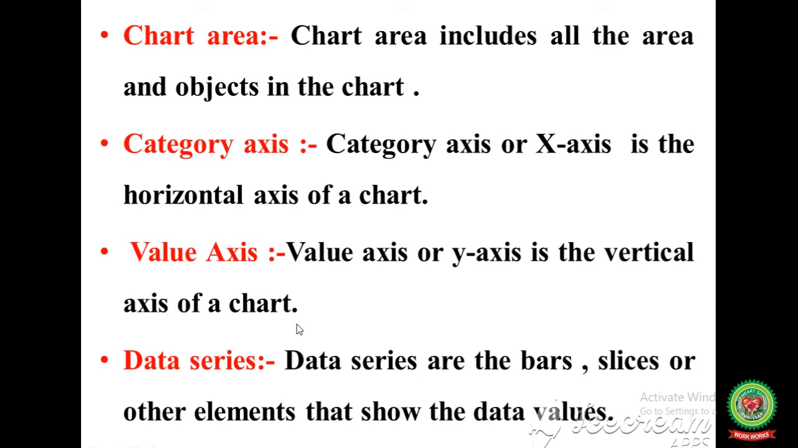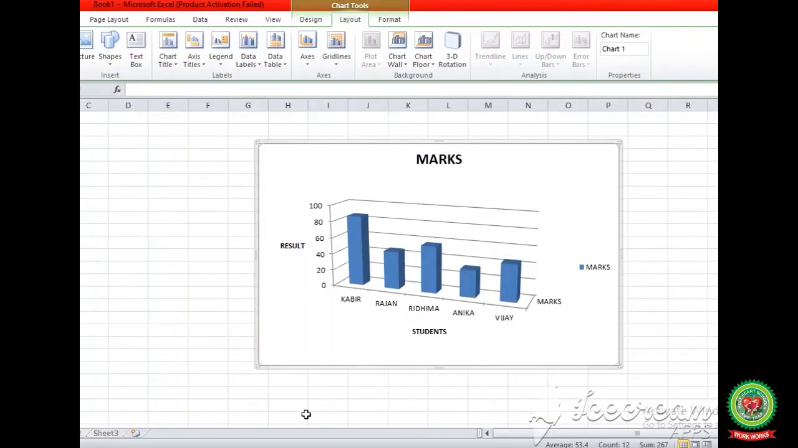Next component is data series. Data series are the bars, slices or other elements that show the data values, like here. These bars show marks according to the student's name. So these are called data series.